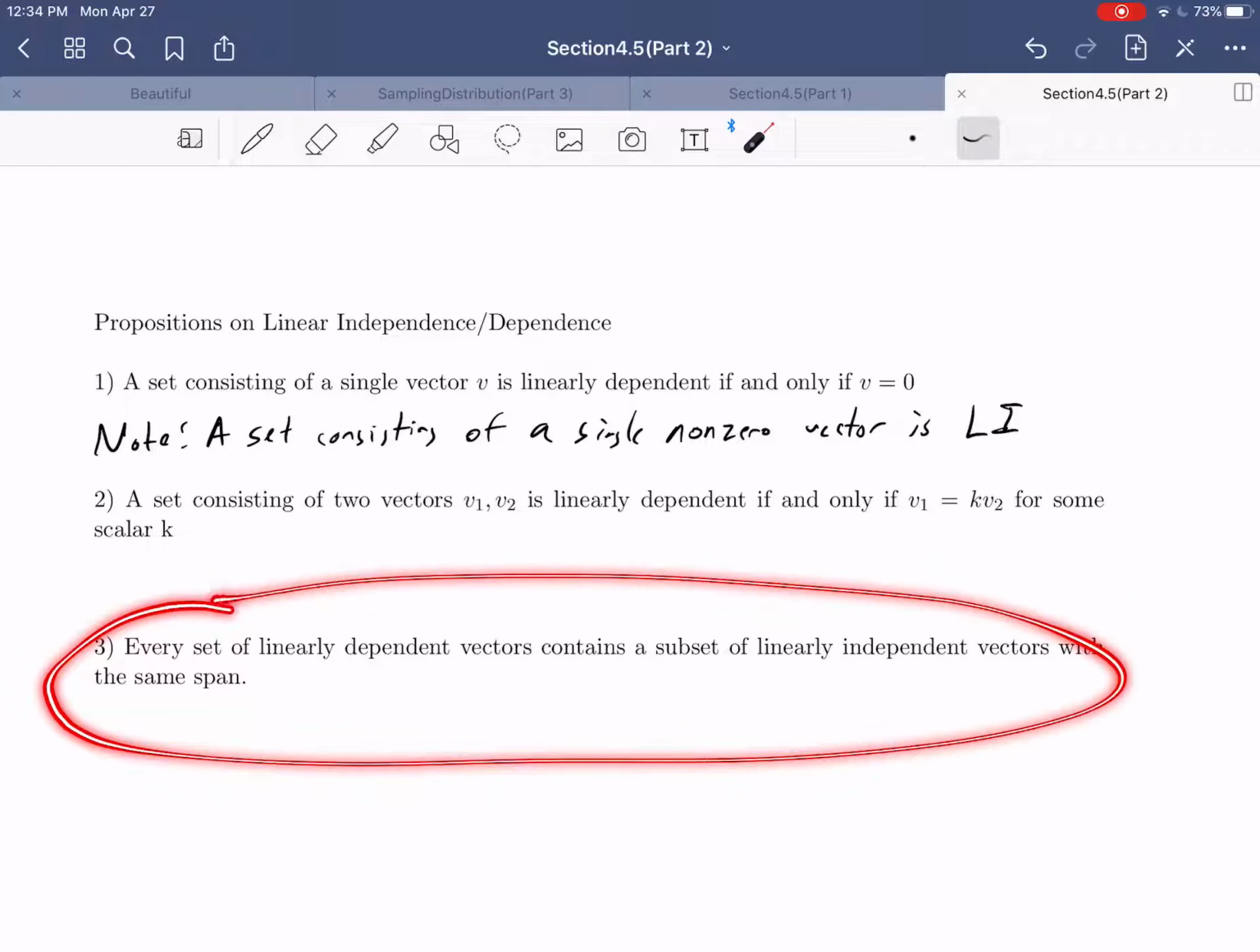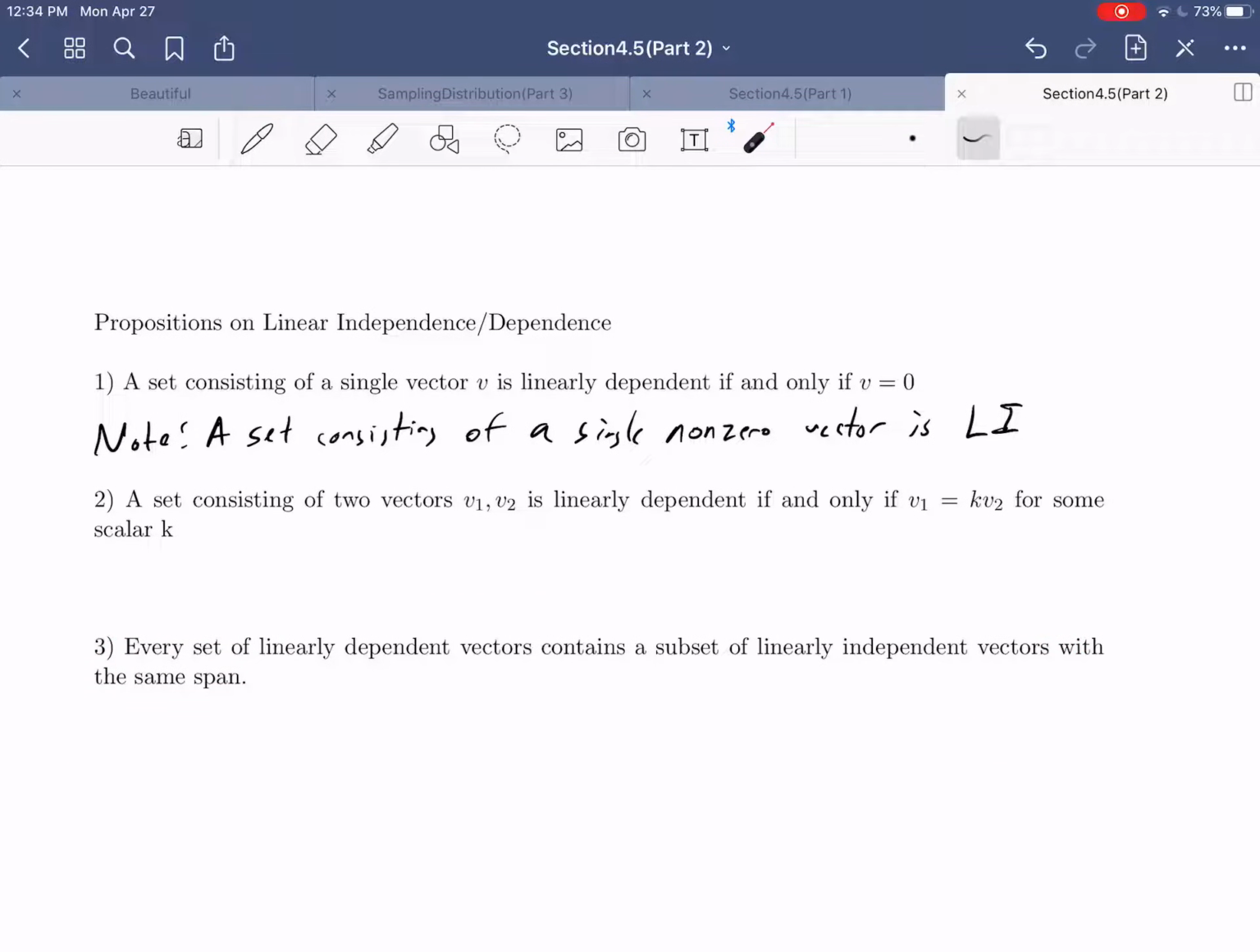This also connects to the last idea we mentioned in the previous video, which is that we're eventually headed in the next section to talking about the minimal spanning set. And that minimal spanning set is going to be a set of linearly independent vectors that spans whatever vector space or subspace we're talking about. So this is going to be a proposition that we use quite frequently.